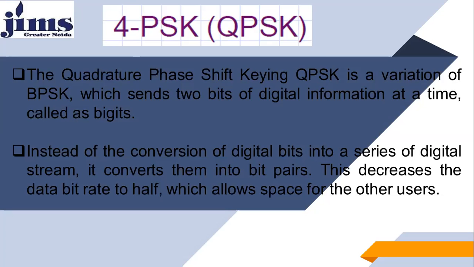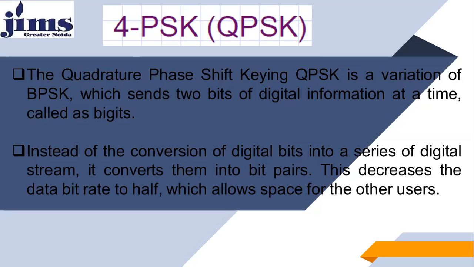So quadrature phase shift keying, QPSK, is a variation of BPSK which sends 2 bits of digital information at a time, called digits. So when 2 bits combine, then we call it a digit. So instead of converting digital bits into a series of digital stream, it converts them into bit pairs. This decreases the data bit rate to half, which allows space to other users.